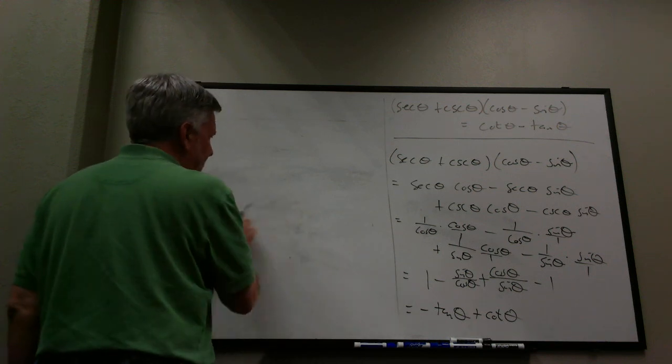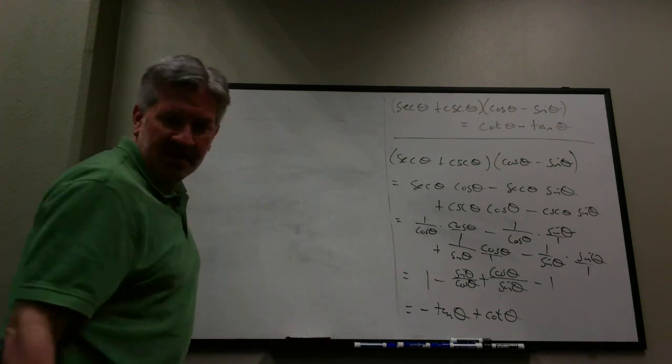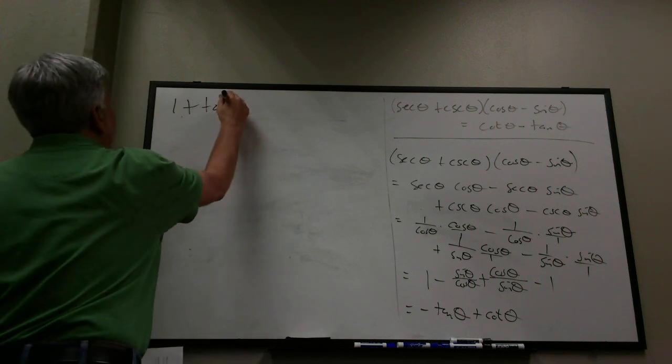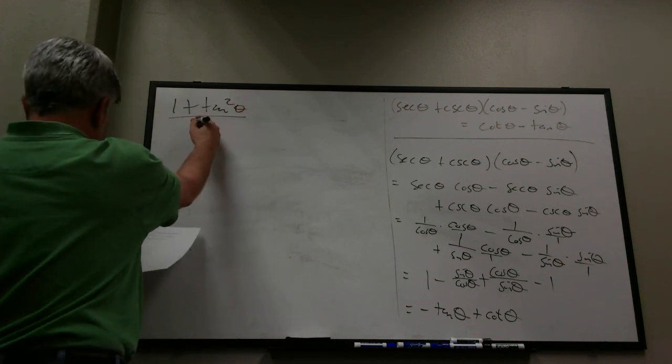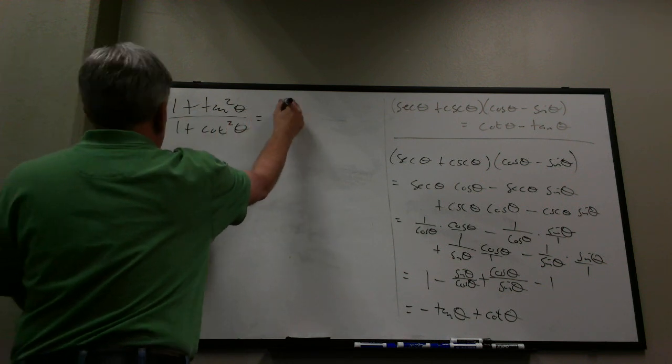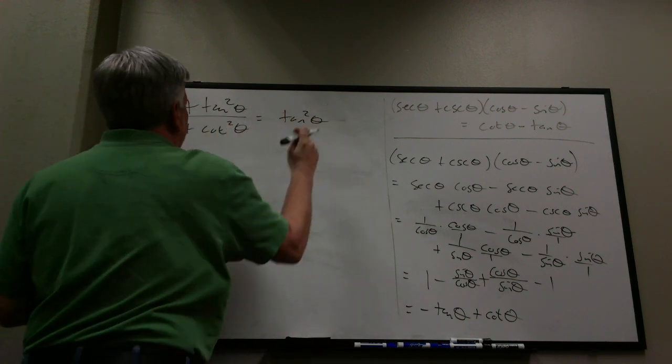Oh, this is dirty. Okay. It's 1 plus tan squared theta over 1 plus cotangent squared theta, and we want to show that's equal to tan squared theta.